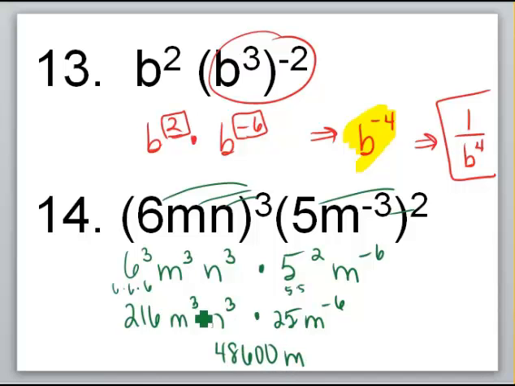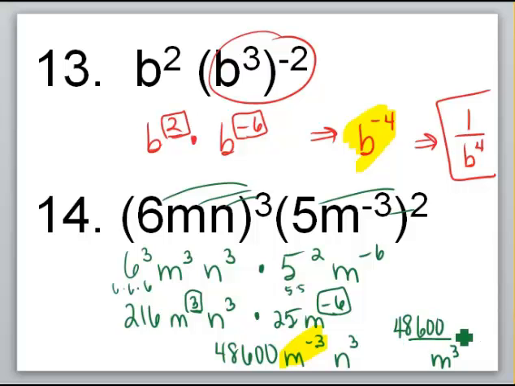M to the 3 plus negative 6 is negative 3. N to the third. Now we're not finished because this m is unhappy. It does not want to be on the top of the fraction. So we move it to the bottom of the fraction. And we keep the other things where they were.